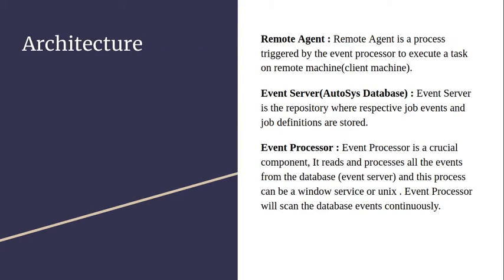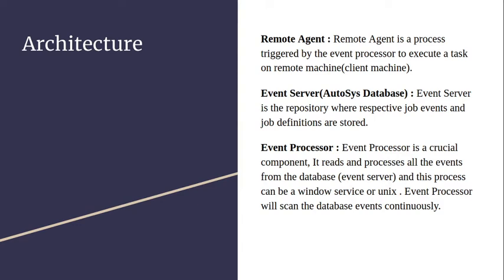So now comes the point of architecture. Basically what is its architecture? Its architecture is divided into 3 parts. Number one is the remote agent, number two is the event server, or you can say Autosys database, and number three is the event processor. So basically what is the remote agent? The remote agent is a process which is triggered by the event processor to execute a task on a remote machine, or you can say on a client machine.